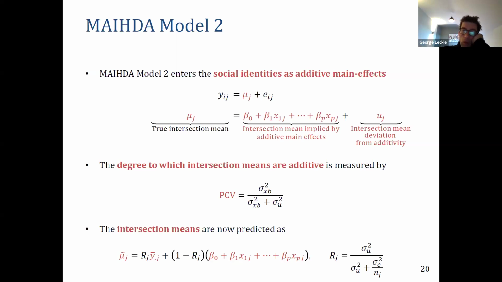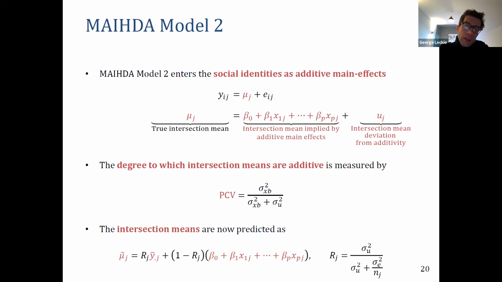And that's often called the proportion change in variance, because you can also estimate it as the reduction in the random effect variance, the shift from the previous model to this model. So there's different ways to arrive at the same thing. But that's a second effect size metric, which all MAIHDA studies report. And whereas the VPC is often 10, 20%, this is often more like 80, 90%, 95% in most applications. So most intersectional inequalities are largely additively patterned, but not completely.